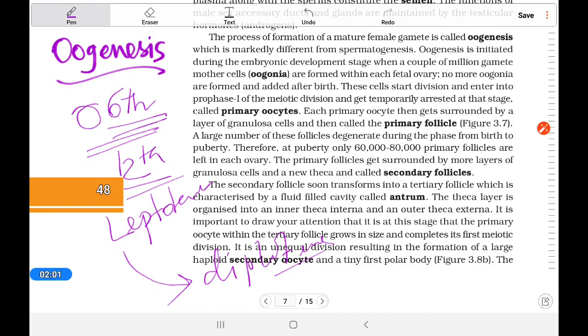So in the primary oocyte form, that girl child will be born. Okay, the birth will take place. At that time, inside the ovary, a huge number, more than a lakh, of primary follicles will be there.